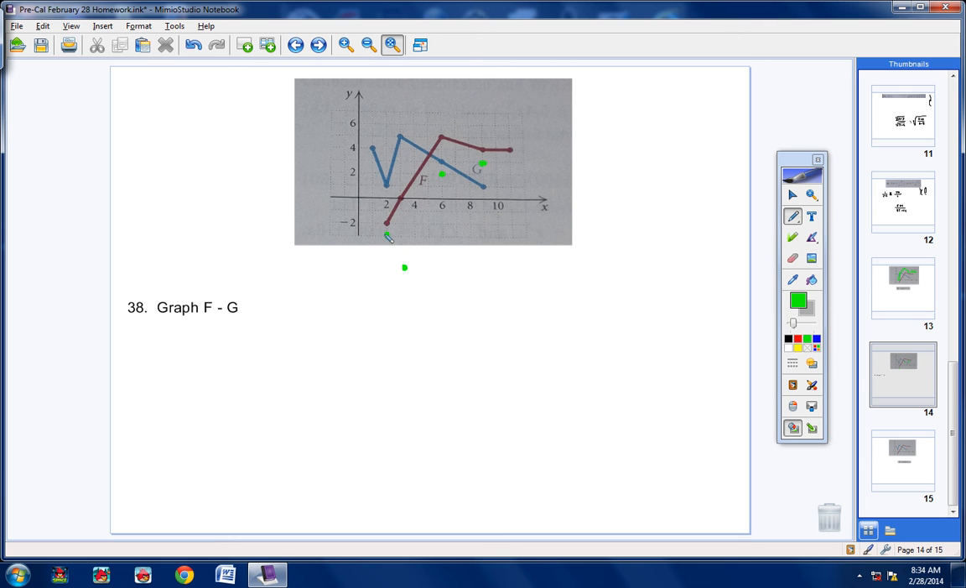You start here and you would go down and then up and then over. Okay, and that's number 38. I apologize. I feel really bad that I've messed this up, but hopefully you guys can recover. Okay, so that green graph is F minus G.